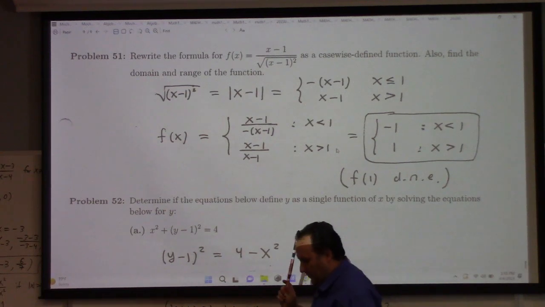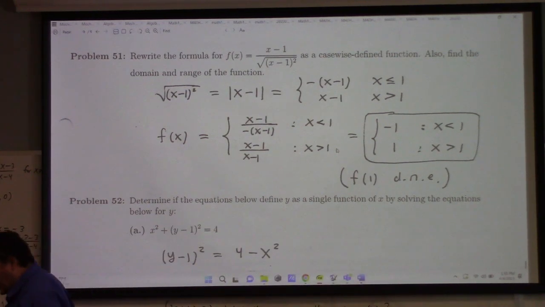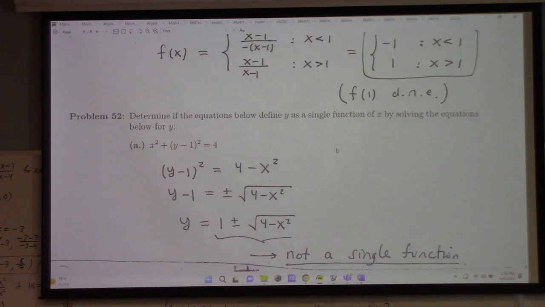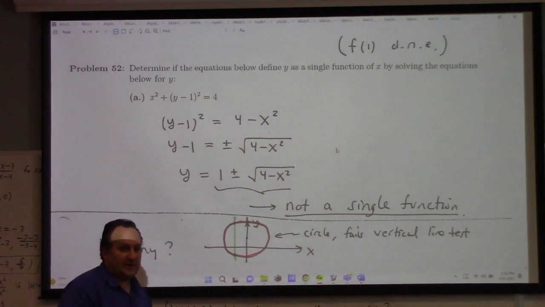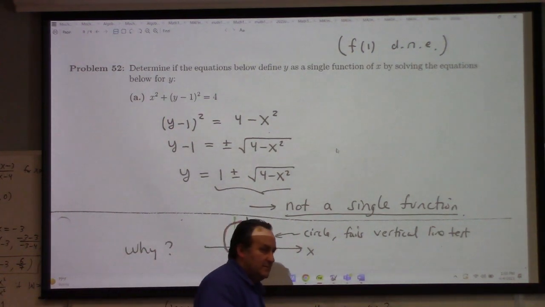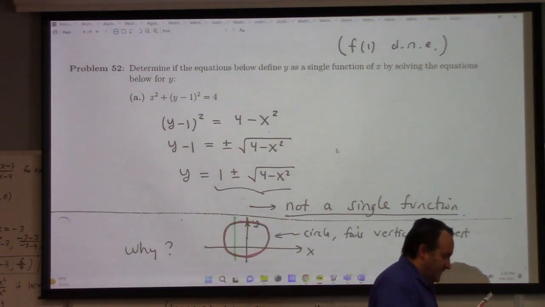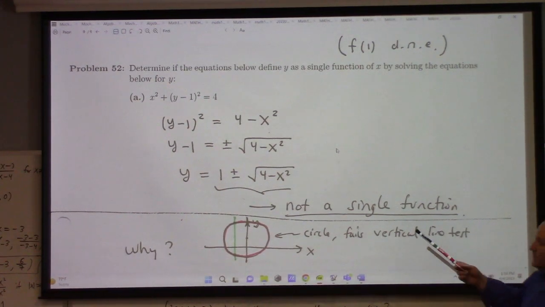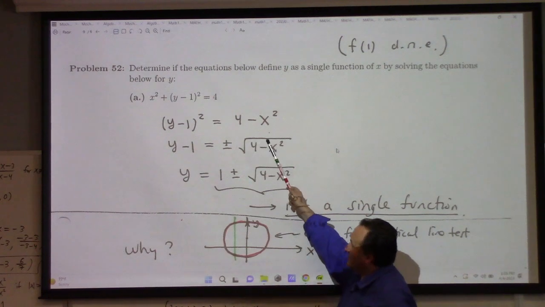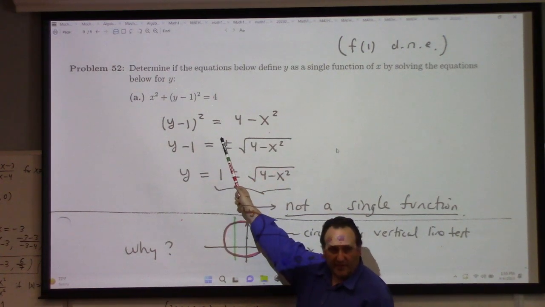Problem 52 is important. There's a couple different ways to think about problem 52. Although problem 52 asks you to do it algebraically, you can try to decide whether or not an equation defines a function by just solving for y. If you can solve for y uniquely, with just a single formula, then y is a function of x. When I do that here, though, I have to take the square root of both sides, at which point I introduce plus or minus.